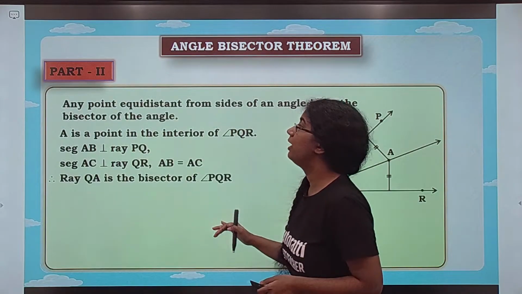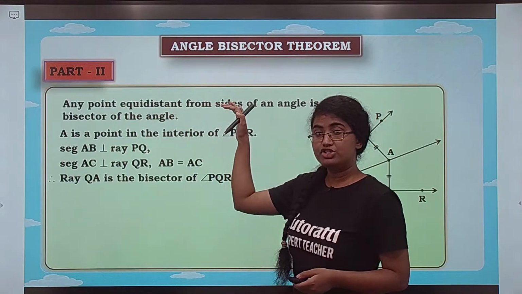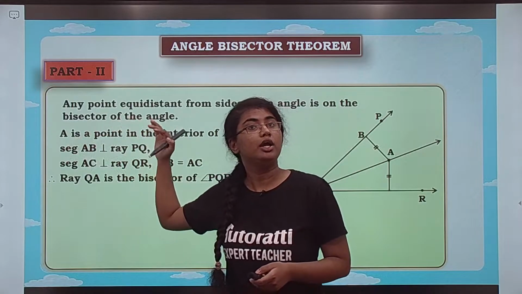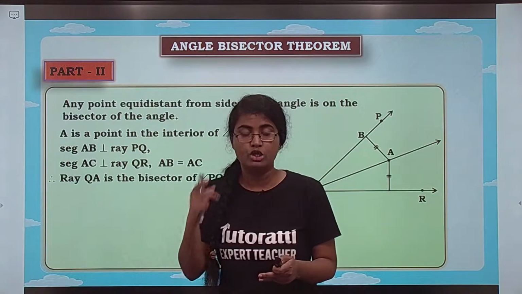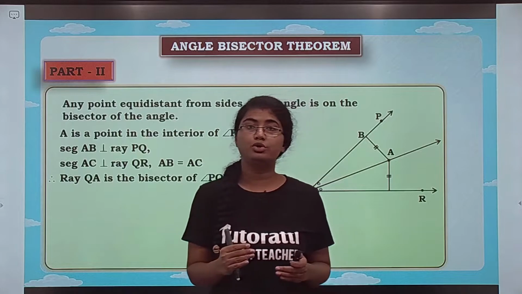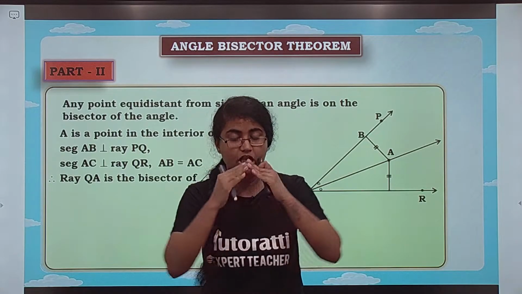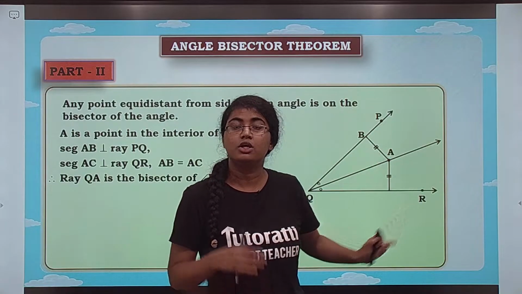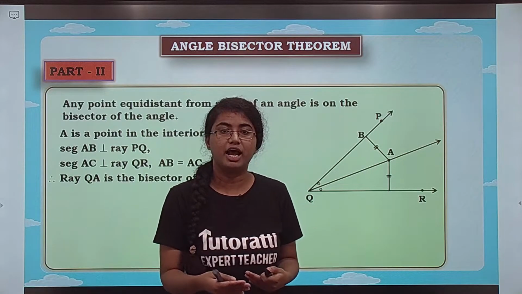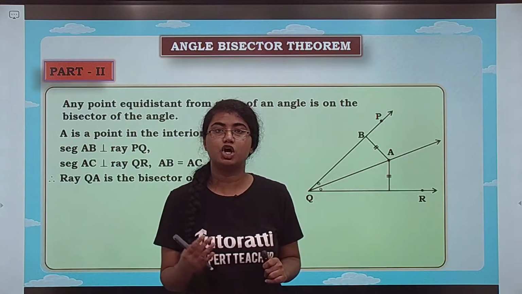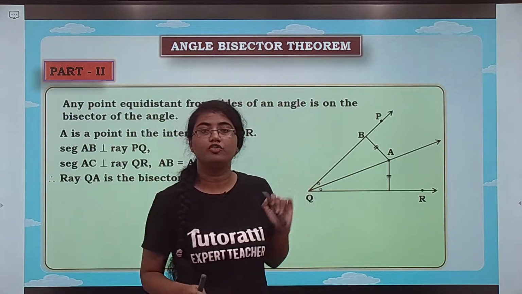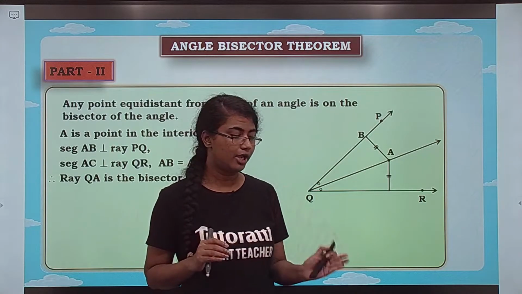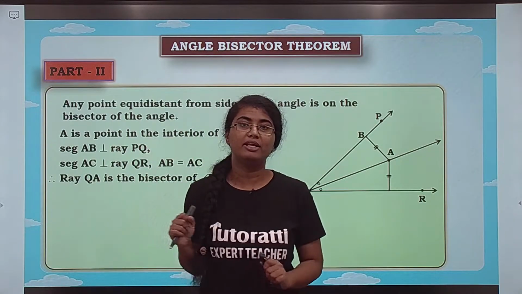So what will be there in part 2? Any point equidistant from the sides of an angle lies on the angle bisector, okay. So पहले क्या दिया हुआ है? It is given to you that the point is equidistant from the sides. Then you can say that this point lies on the angle bisector of the angle. ठीक है? Is it easy to understand? Okay, so part 1, part 2 of the angle bisector theorem.